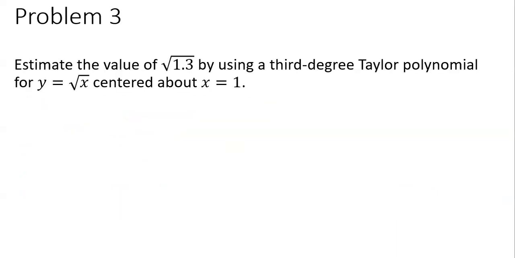All right, number 3. Estimate the value of the square root of 1.3 by using a third degree Taylor polynomial for y equals square root of x centered about x equals 1. Before you try this, I want to mention that, as I was saying, we want to make approximations close to the center of the power series. 1 is the center. We're trying to approximate 1.3. So you can see this will be a much safer approximation versus the one we just went over. So go ahead and try this one first now.